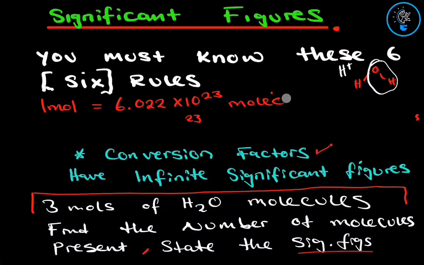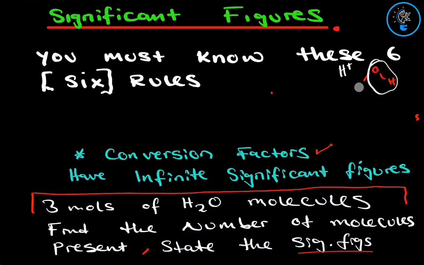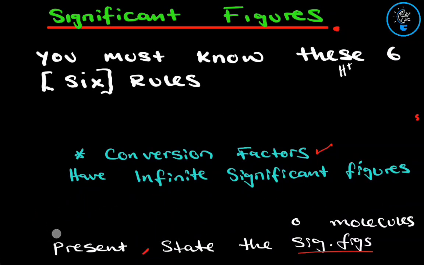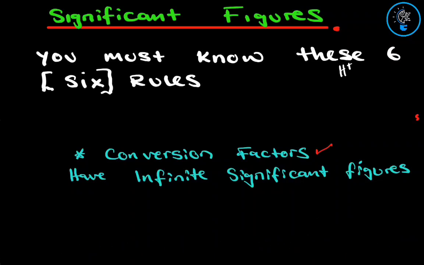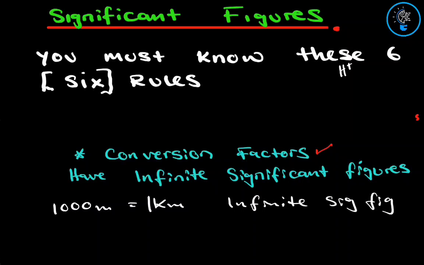Okay, let's create some space and discuss our last portion of Rule 6. So our last portion states: conventional factors have what? Infinity significant figures. So when you say 1,000 meters is equal to 1 kilometer, this one has infinity significant figures. Now the question is, how do we use this one?